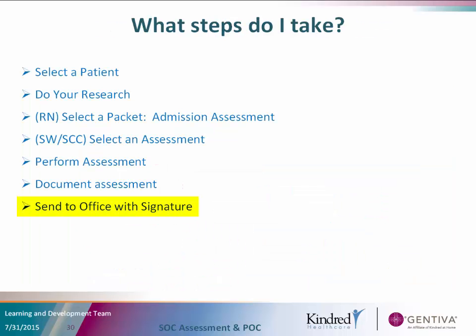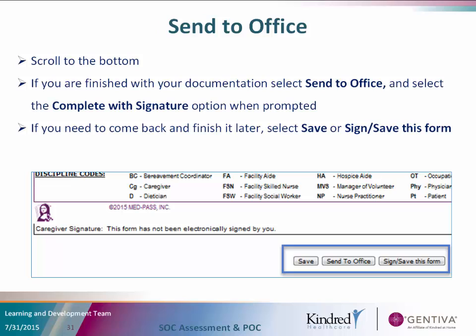Let's review the next step to turn in your electronic document. When you are done with your assessment of the patient, you electronically sign the form and send it to office. Once you have entered your visit end time and captured the patient's signature, your next step will be to click on the Send to Office button. This means you consider the form finished and it goes to your completed form section.